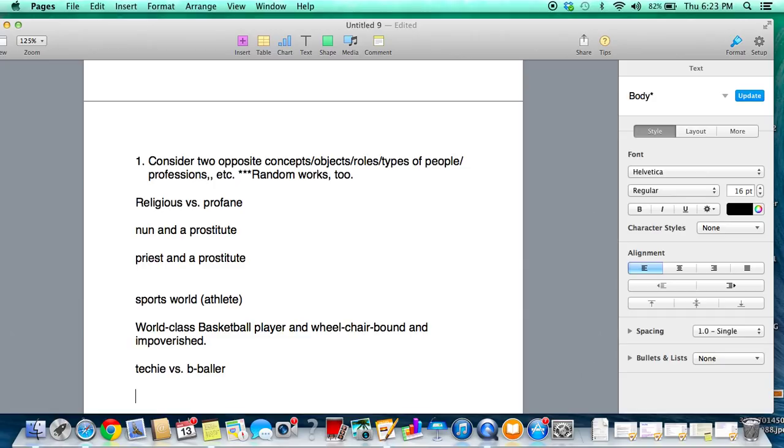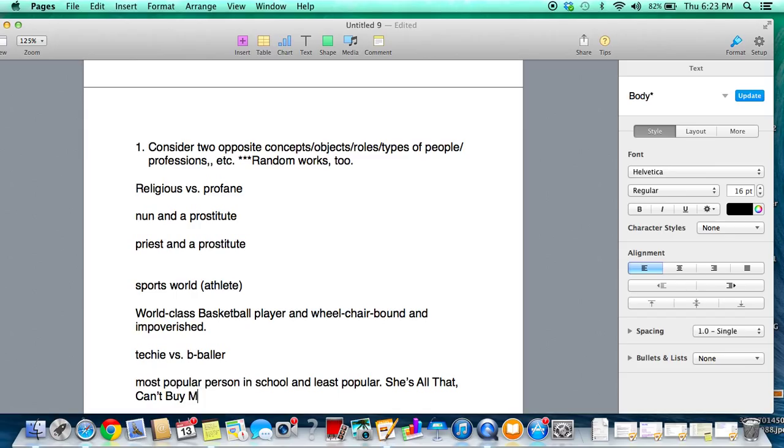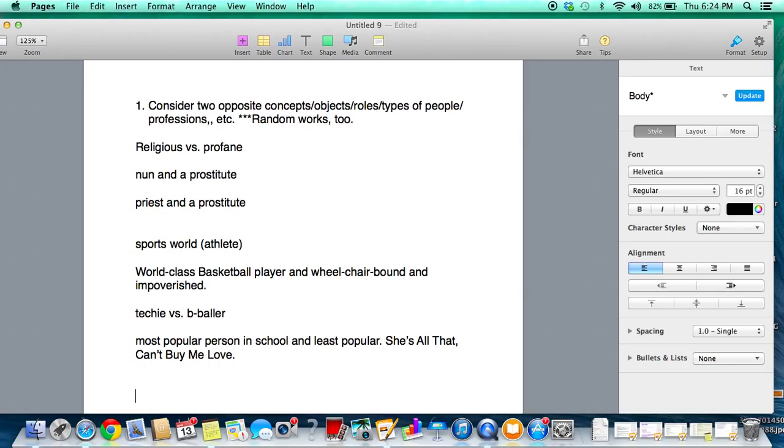Ooh, again, opposites. What if we had the most popular person in school and the least popular? And you know that movie did that. She's All That. What's that other movie? Can't Buy Me Love. So these are films. You know, this is a pretty popular concept here, but you could take it to. I'm trying to think of one more.